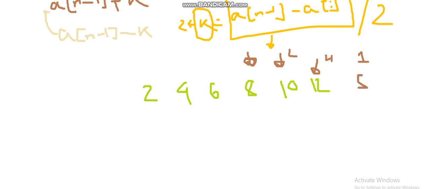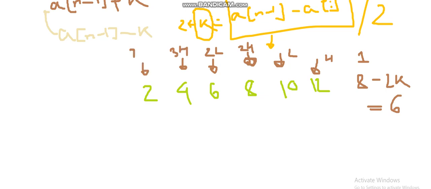The lower value will be 8 minus 2k, which is 6. So 6 is already present in the array, so that will be the second last value of lower, and that will be the second last value of higher. Now we'll move on to this index. Here we'll find out that this is the third last value of higher and this is the third last value of lower.